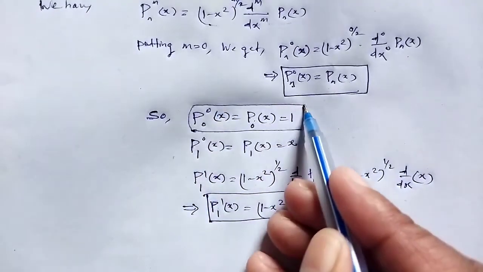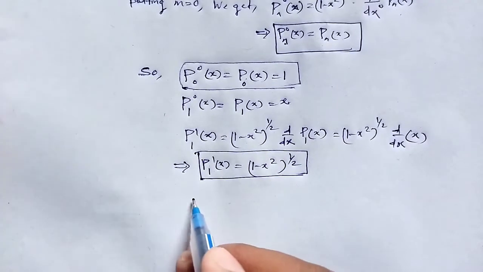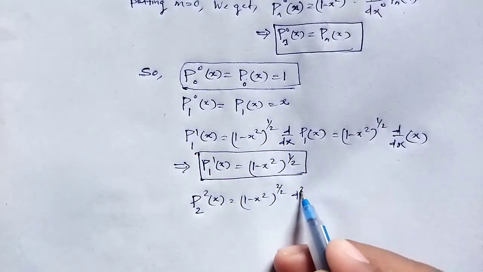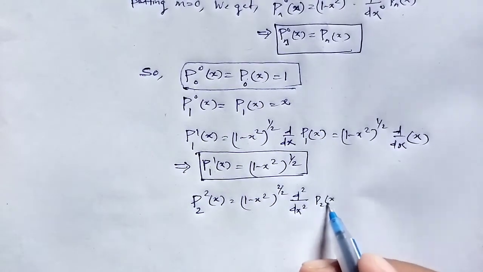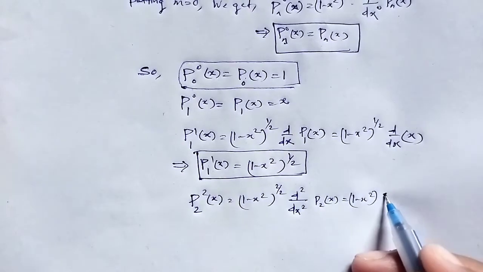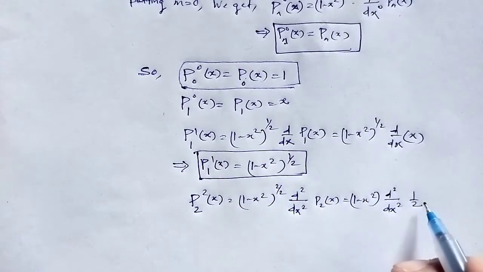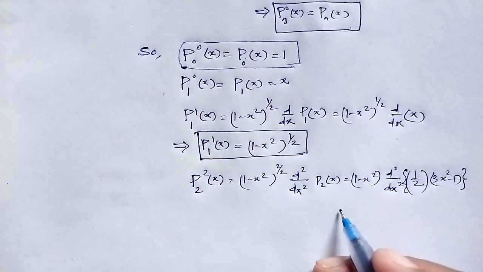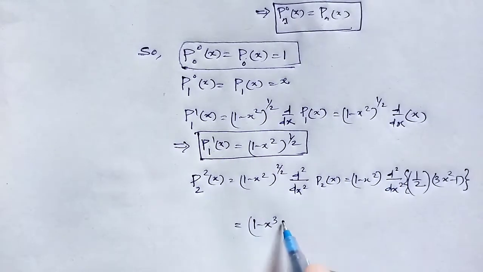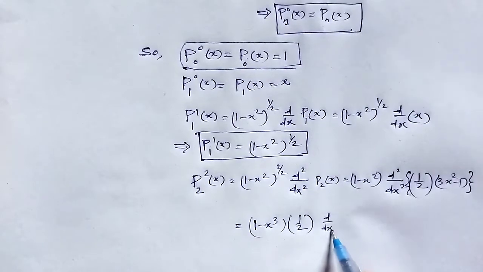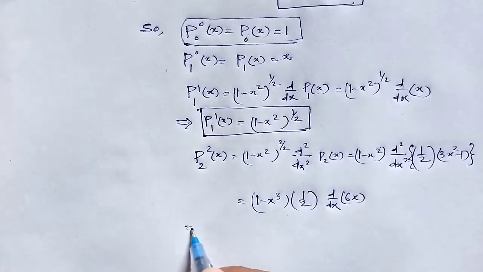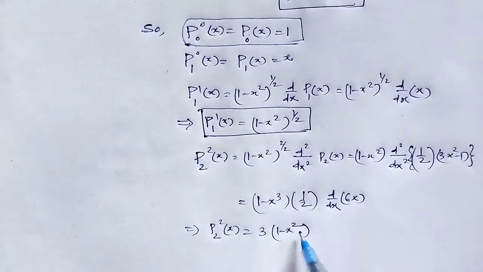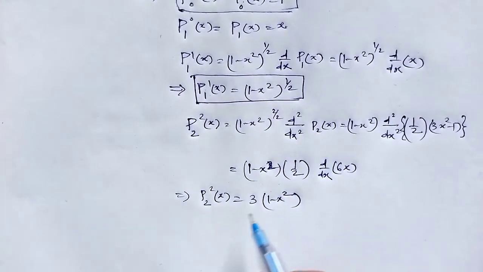Here P_0^0(x), then P_2^2(x) is equal to (1 − x²)^(2/2) d²/dx² of P_2(x), that is (1 − x²) d²/dx² of half (3x² − 1), is equal to (1 − x²) half d/dx of 6x. That means P_2^2(x) is equal to 3(1 − x²), that is P_2^2.